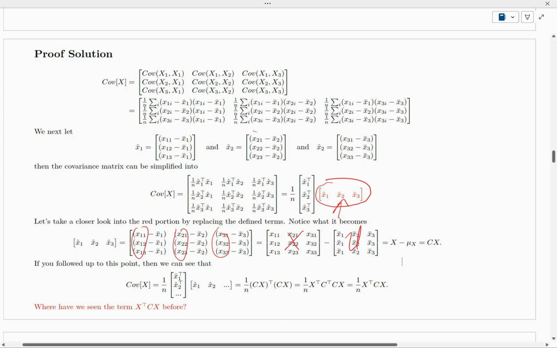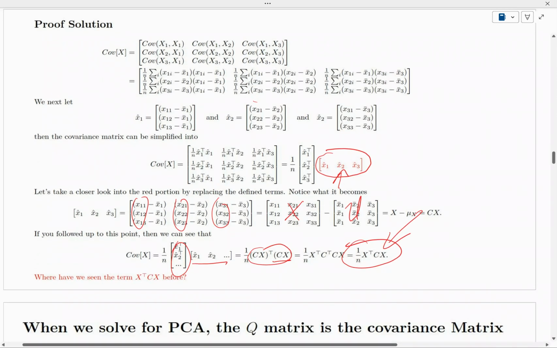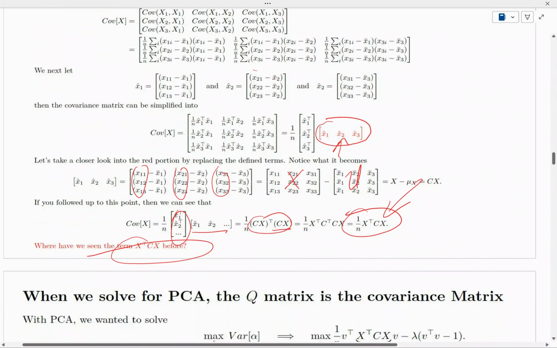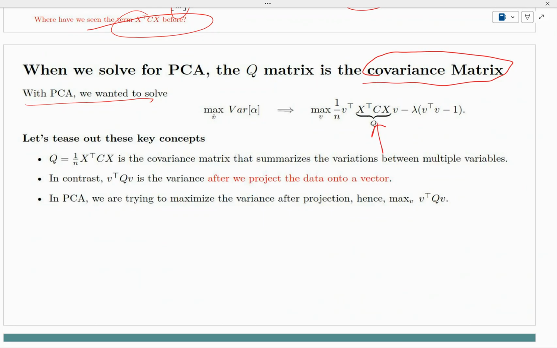So what it's saying is that this part is the centering matrix, and this is the transpose of the centering matrix. Therefore, when we multiply them together, we get this result back. You have seen this many times. This occurred in PCA. When we were solving PCA, we essentially obtained this Q matrix, and we were trying to find the V that maximizes. This Q matrix is actually the covariance matrix. This is why we call it the covariance matrix.